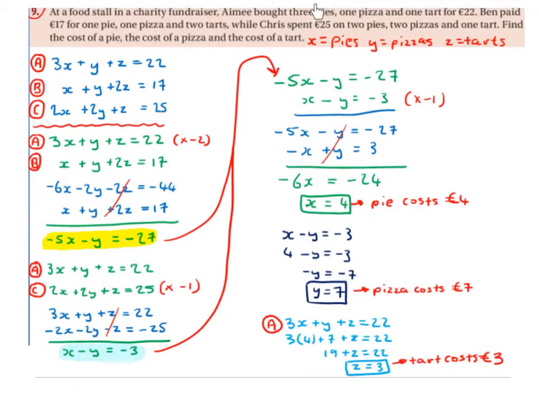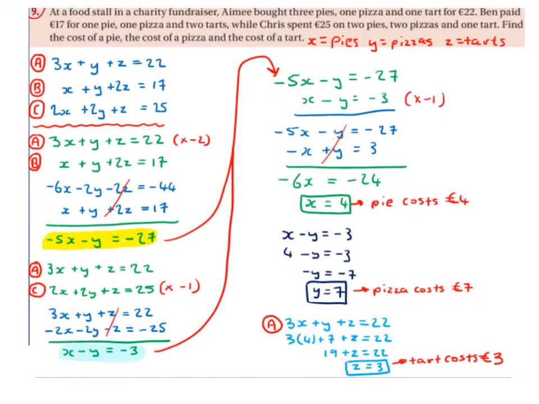So 3 pies, 3X, plus 1 pizza, plus Y, plus 1 tart, plus Z is equal to €22. So 3X plus Y plus Z is equal to 22. So this equation represents Amy.